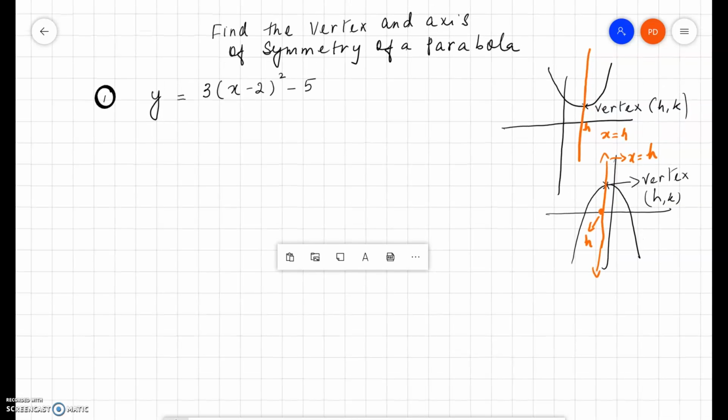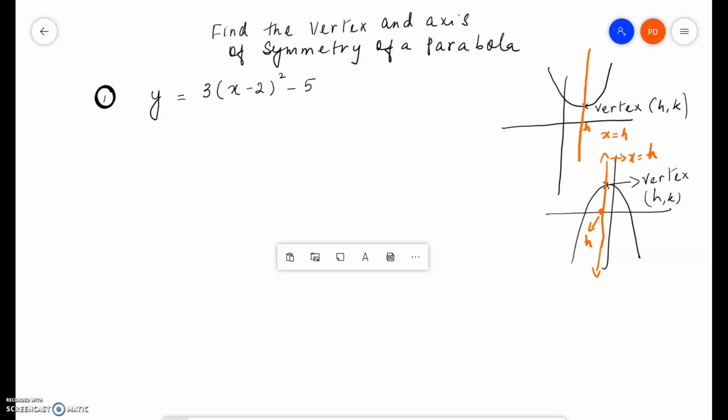Here we are given an equation y equals 3 times (x minus 2) the whole squared minus 5. It's a quadratic equation, and we know that the graph of a quadratic function or equation is a parabola. Now let's compare this to the standard equation of a parabola: y equals a times (x minus h) the whole squared plus k. If we can put it in the standard form, then (h, k) is the vertex of the parabola.